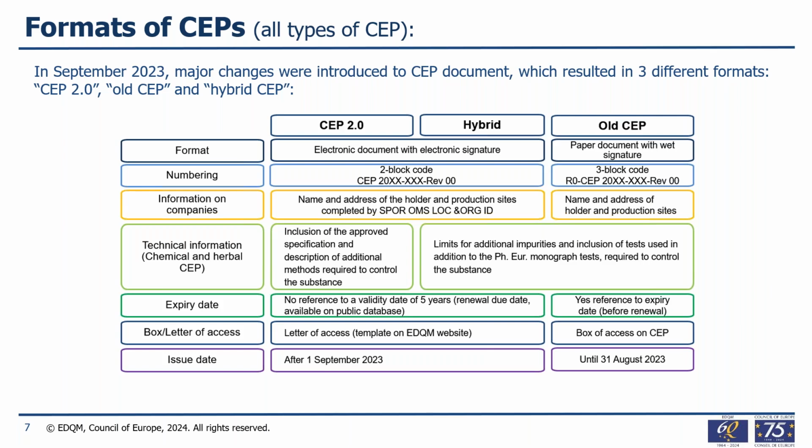Also, your authorization to use the CEP, which we will see in the next slide, changed. For CEP 2.0 and hybrid CEP, you provide a letter of access to your customer. For old CEPs, a box of access was used for this. And as I already told, this change was implemented in September 2023. So all new certificates which are granted from September 2023 are in hybrid or CEP 2.0 format.